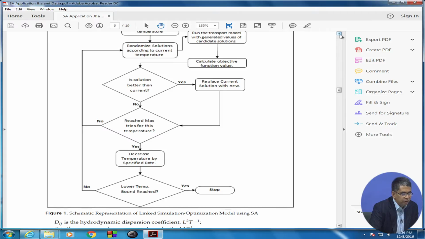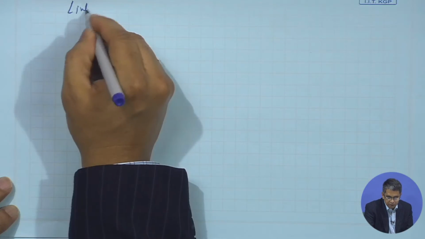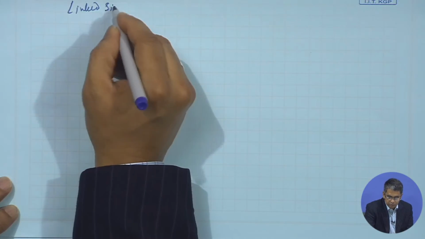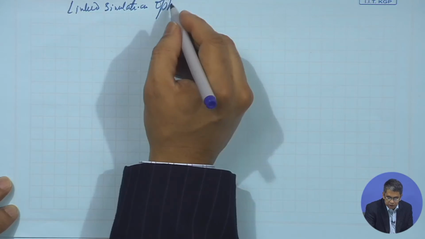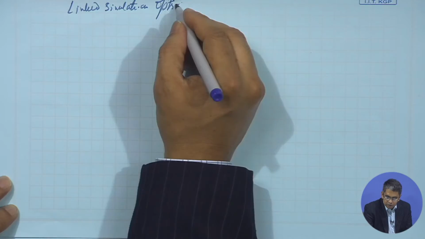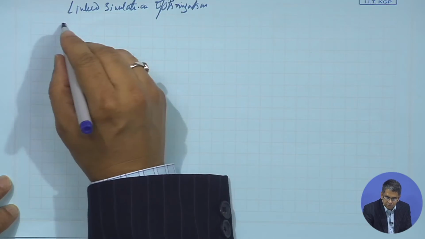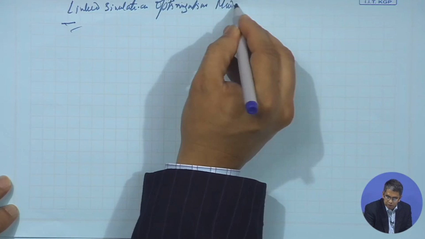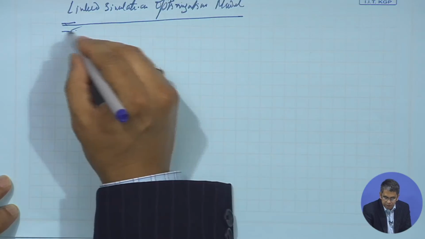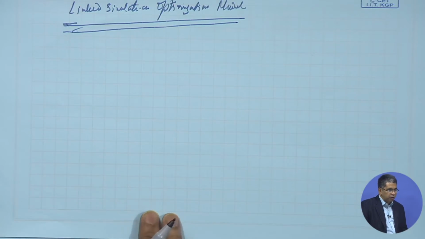Yeah, this is more or less the algorithm. Now, as I said, of course, I am talking in terms of the linked simulation optimization. All this is also an evolutionary algorithm, not a classical optimization technique. Linked simulation optimization model, that is what we are talking about. So obviously, both GA and SA are very useful. It's easy to actually link the model, and that is what it is.